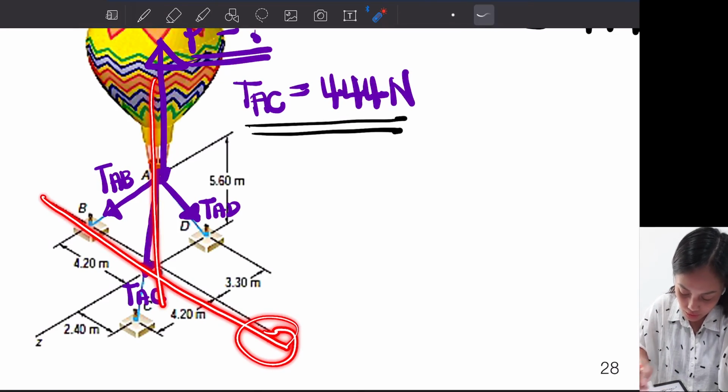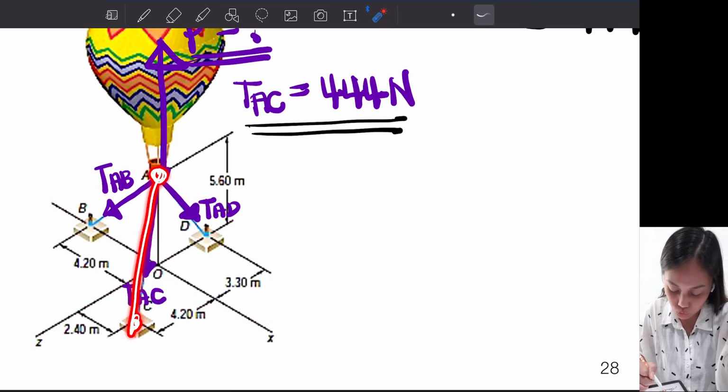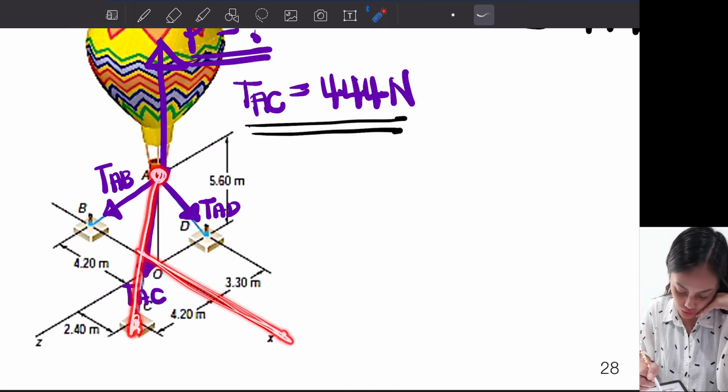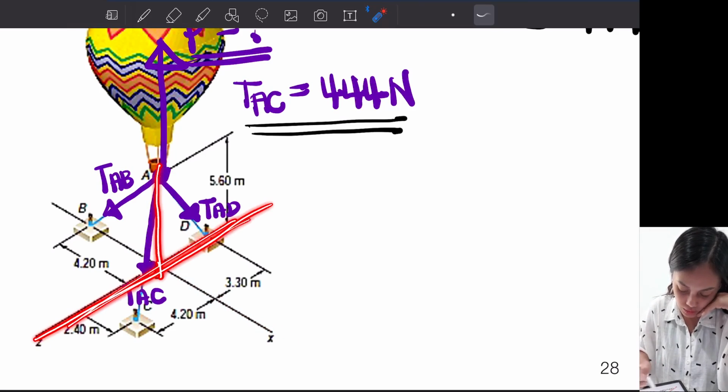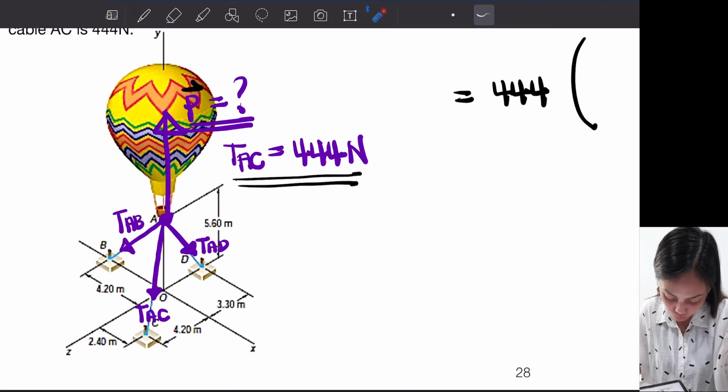Kani siya ang x, kani siya ang y, kani siya ang z. So, gikan sa A padulong sa C, unsay ang distance along x? Tanaw natin siya, naa ang center, 0, naa ang z-axis, naa ang x-axis. Ang C naa dire, ang A naa dire sa tunga. So, kani siya ang distance along x-axis from point A to point C, so 2.40.